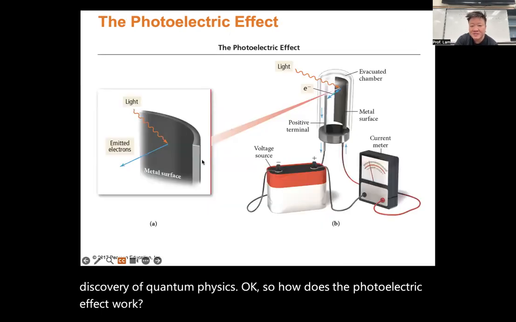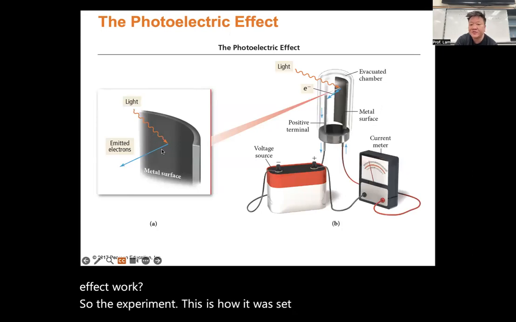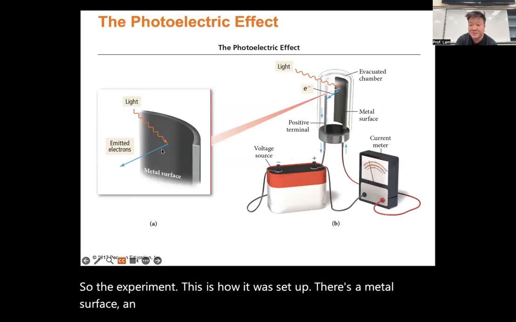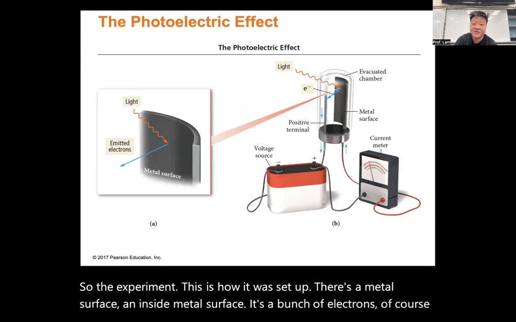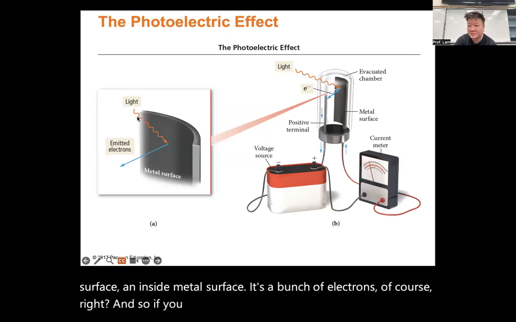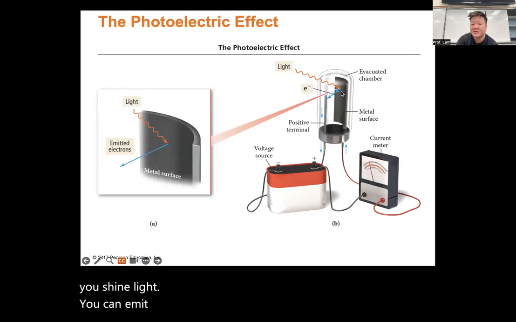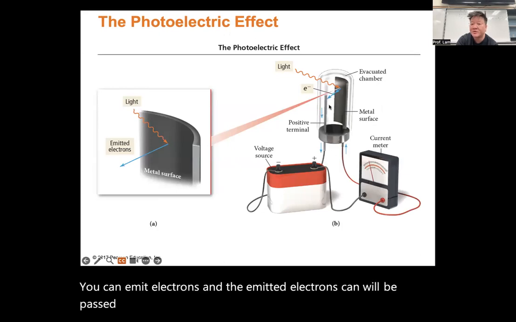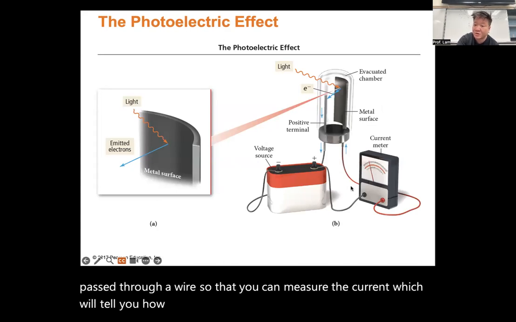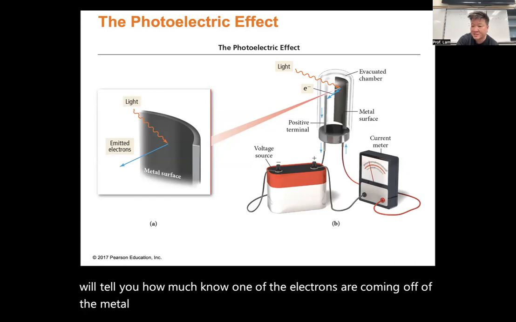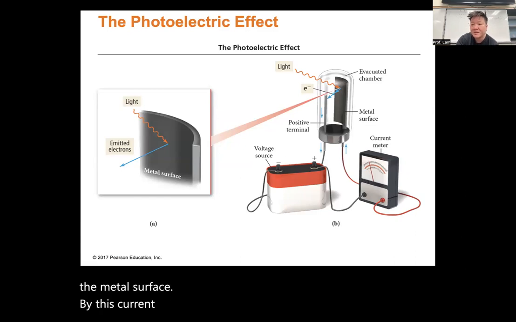So the experiment, this is how it was set up. There's a metal surface, and inside the metal surface is a bunch of electrons, of course. And so if you shine enough light, what people found is that you can emit electrons. The emitted electrons will be passed through a wire so that you can measure the current, which will tell you when the electrons are coming off of the metal surface, by this current meter.